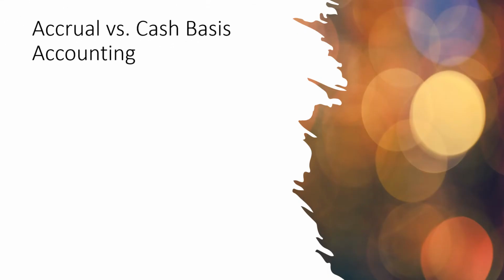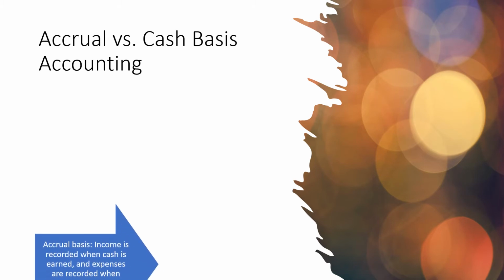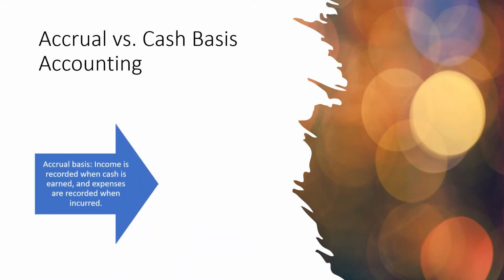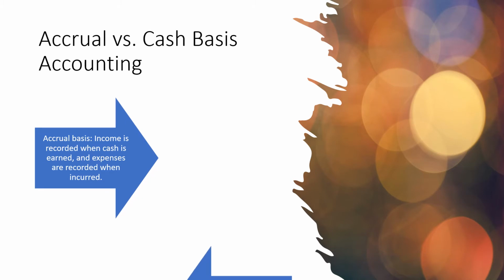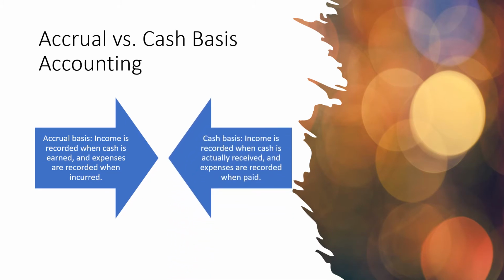Accrual versus cash basis accounting. Companies can choose to implement one of two methods for keeping their books. QuickBooks makes it easy for you to produce reports using either method, and your data entry will be the same regardless of which way you choose. The two main types of accounting methods are: accrual basis, income is recorded when earned, and expenses are recorded when incurred. Cash basis, income is recorded when cash is actually received, and expenses are recorded when paid.